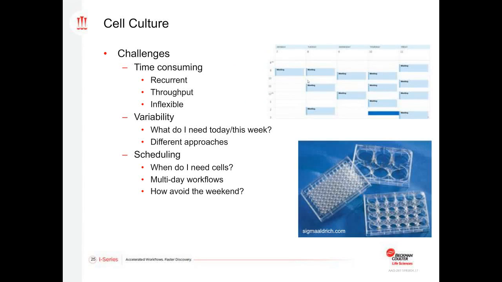The first is that it's basically very time consuming, and this can be because it recurs frequently. You're probably passaging cells 2 to 3 times a week. If you have multiple cell lines going at the same time, the throughput can become really burdensome, and it's relatively inflexible. Cells don't really care if you have an all-day meeting scheduled. If they're confluent, they need to be passed that day.